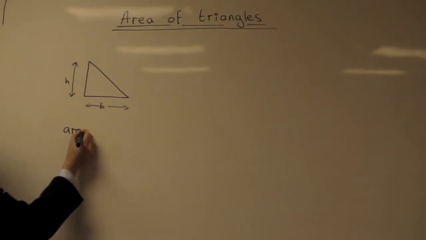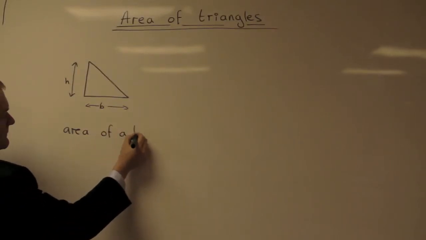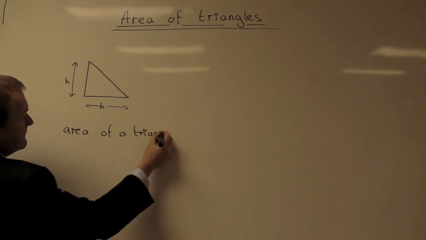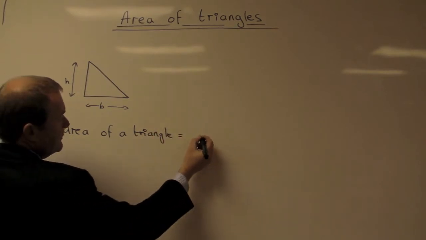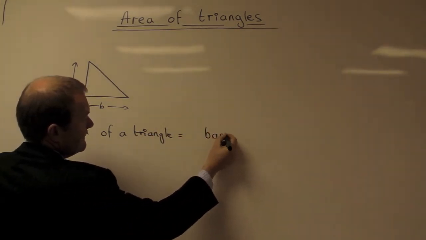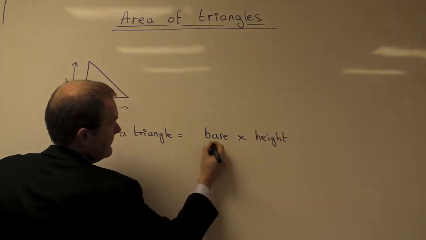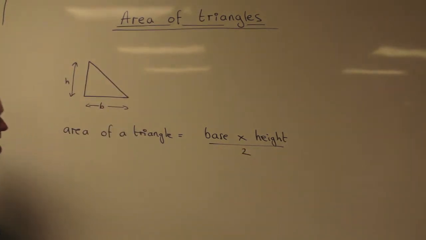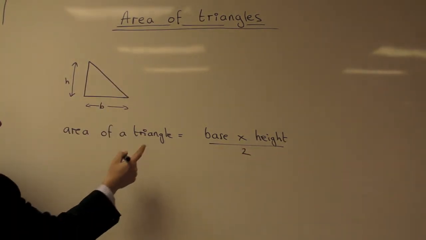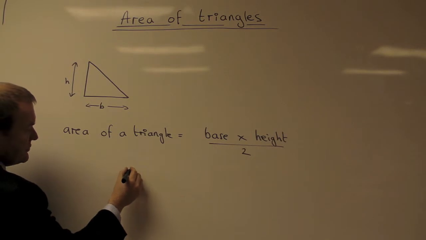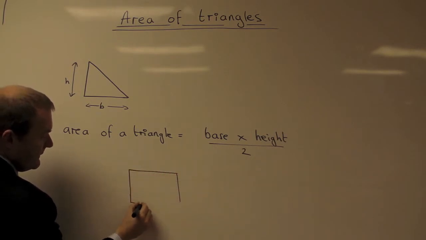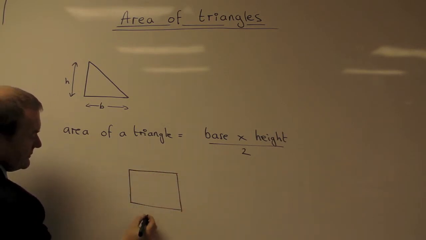The area of a triangle equals the base times the height divided by 2. The reason why you get that formula is a triangle is half a rectangle.